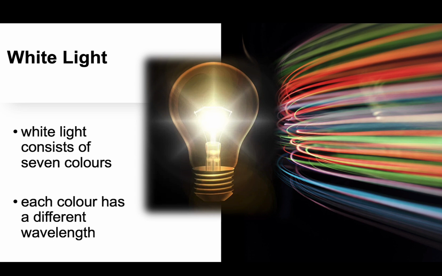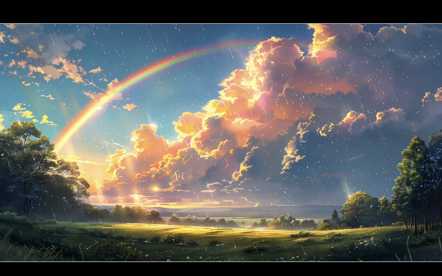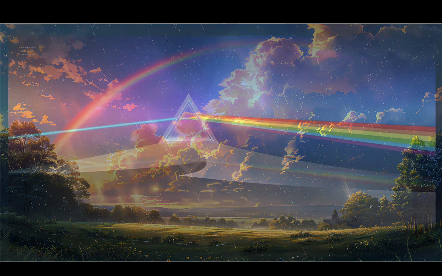Each of the 7 colors has a very specific wavelength. If you look at a rainbow, at any time, you will notice that there is red, orange, yellow, green, blue, indigo, and violet. And interestingly, the red is always on the top.